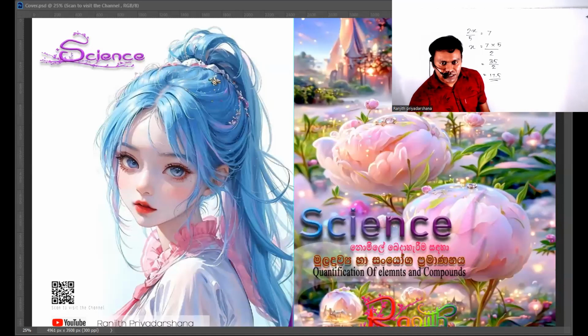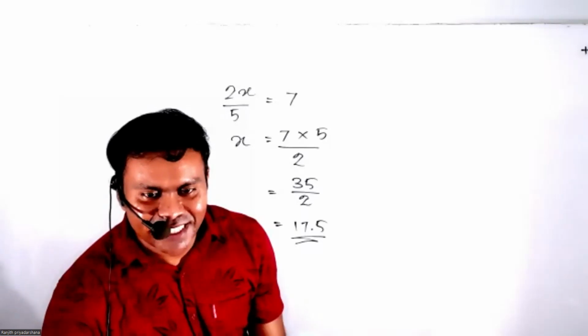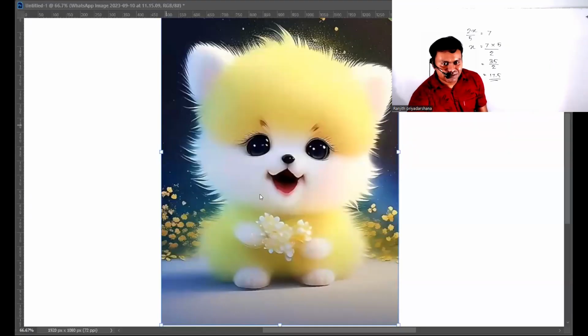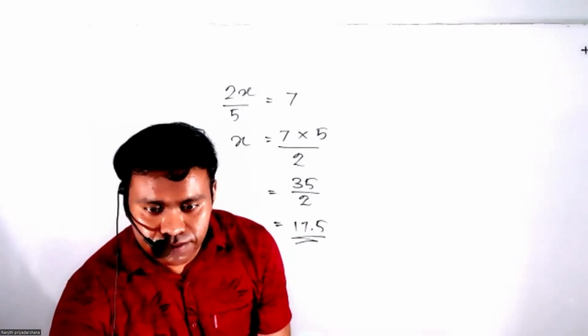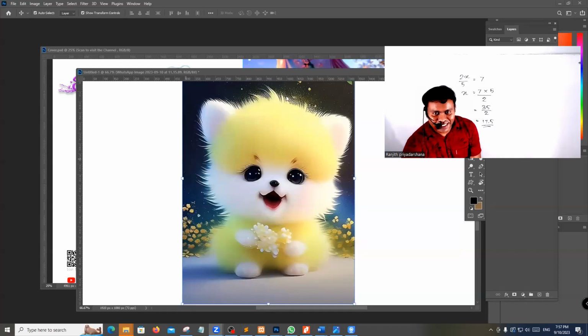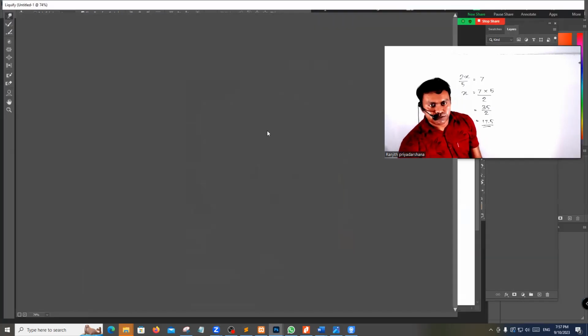Can you see this? No sir. That's not shared, right? What am I doing? This one, right? Yeah. Wow, so cute. Control Shift X. I'm going to share the total screen. Can you see? Yes. Right. Control Shift X. So cute. That's the liquify tool.